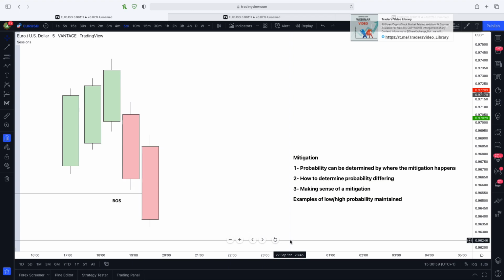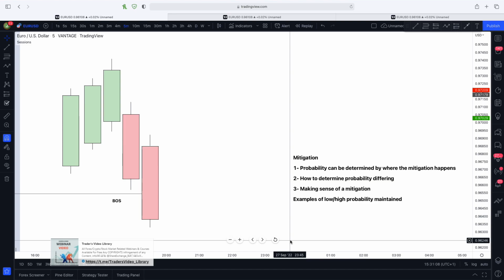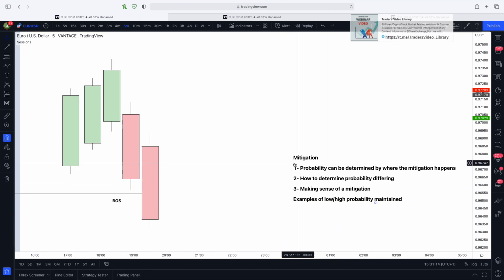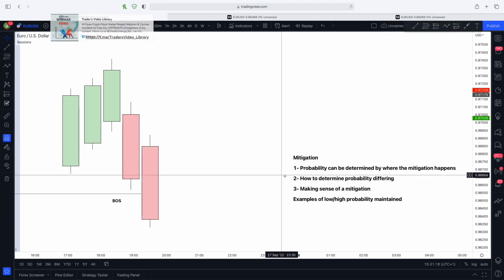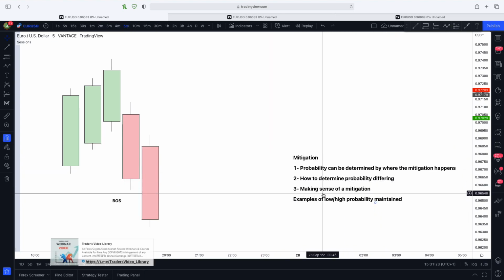A little bit of a different one today. So we've got a more FAQ style video rather than a breakdown. But I just wanted to jump on and talk a little bit about mitigations because I think that's what I'm currently getting questioned on the most right now. So we're going to go over how probability can be determined by where the mitigation happens, how to then determine how that probability differs, making sense of a mitigation, and then we've got a couple examples from today.